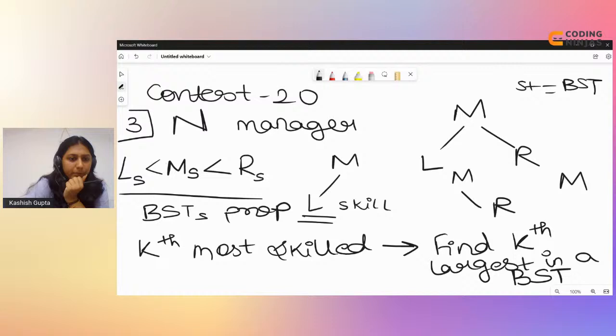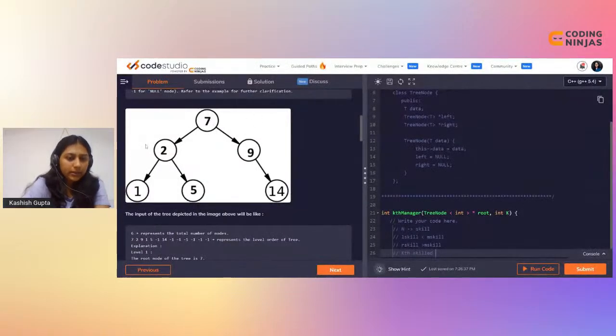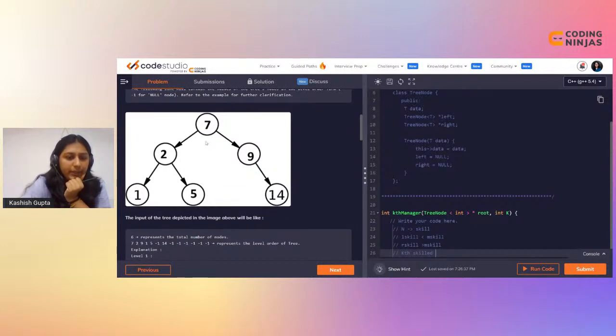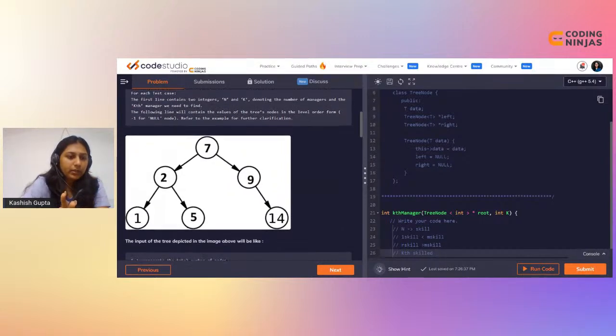So let me take an example. Basically, you can see that a tree structure is provided with 7 as the root, 2 as its left child, 9 as its right child. Two's left child is 1, right child is 5, and nine's right child is 14. And this perfectly follows BST's property: on the left side everything is smaller, on the right side everything is greater.